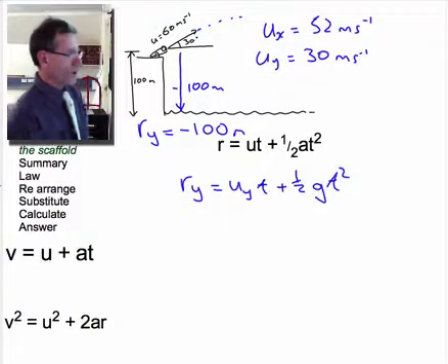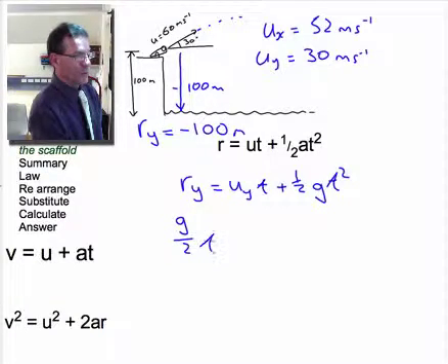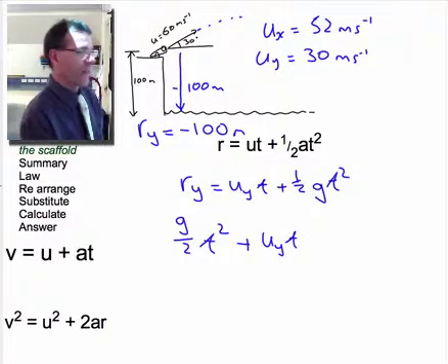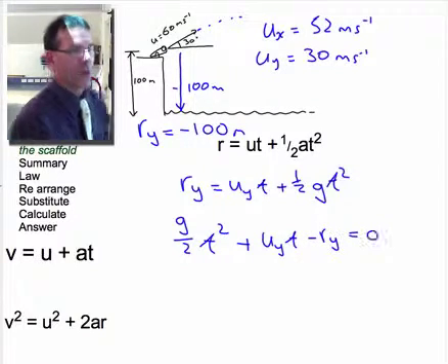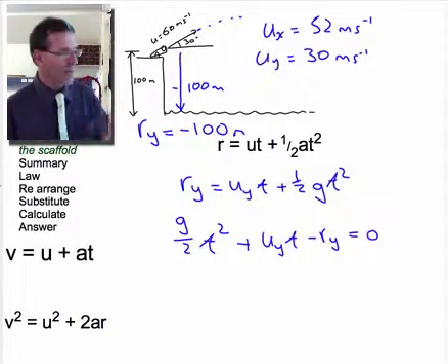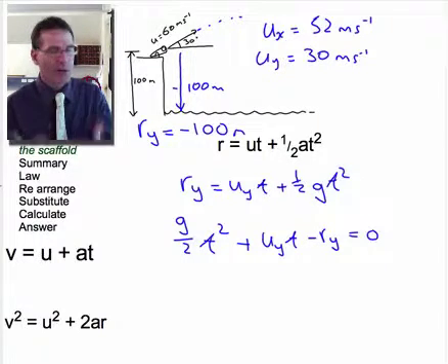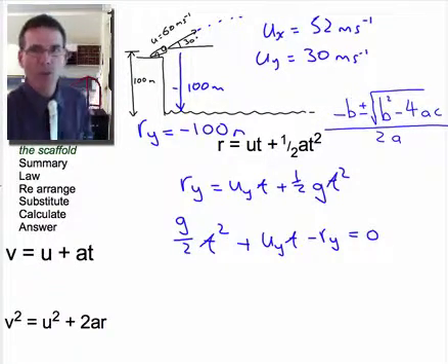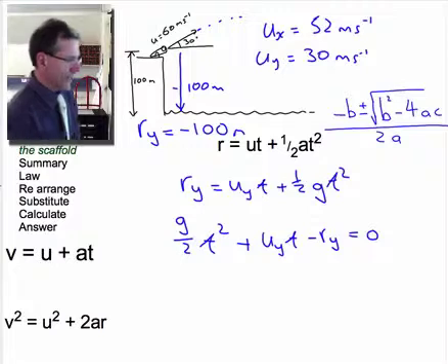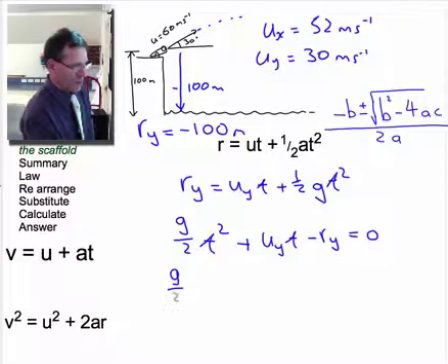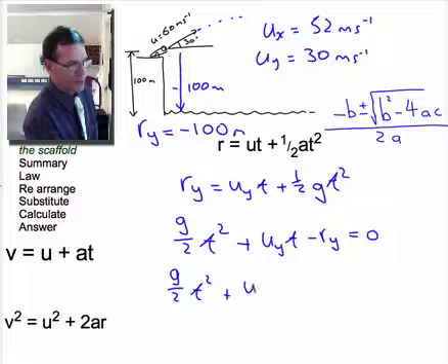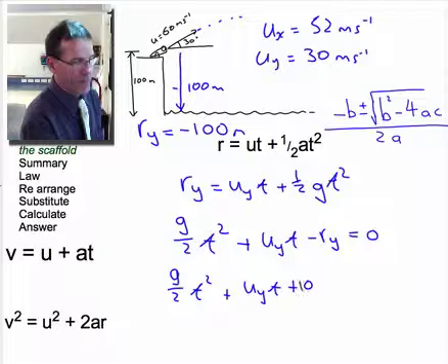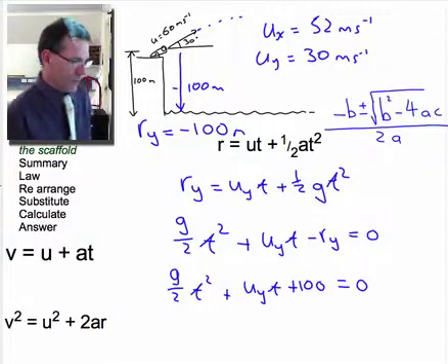So let's rearrange this equation as g onto t squared plus Uyt minus Ry equals 0. We're going to rearrange it in the form of a quadratic equation, something x squared plus something x plus something equals 0. And that's what our general form up here is going to help us work out what t is. So we're talking about in terms of t. So this is going to be g onto t squared plus Uyt minus negative 100. So that's going to give us plus 100 equals 0.